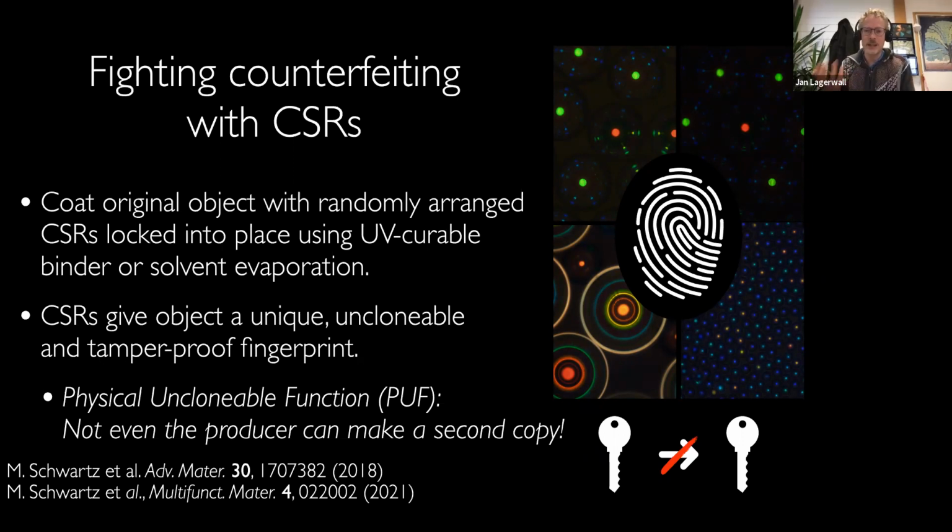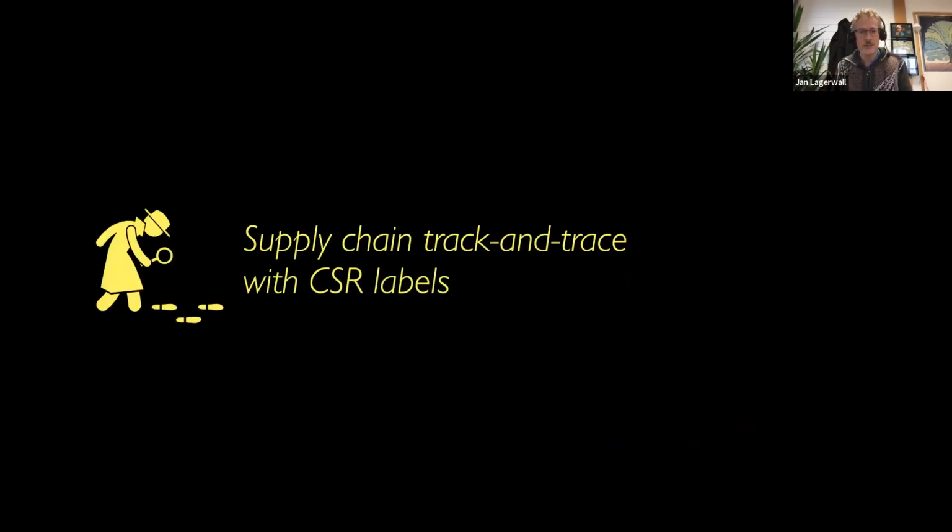And compared to many other anti-counterfeiting solutions like holograms and so on, an important point is that not even the producer could make a second copy because there's so much random, unpredictable components in here. So the second application that I mentioned was the supply chain track and trace.